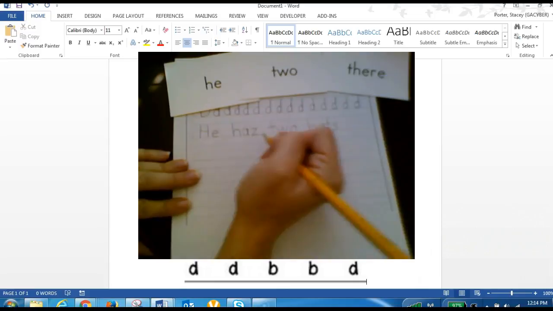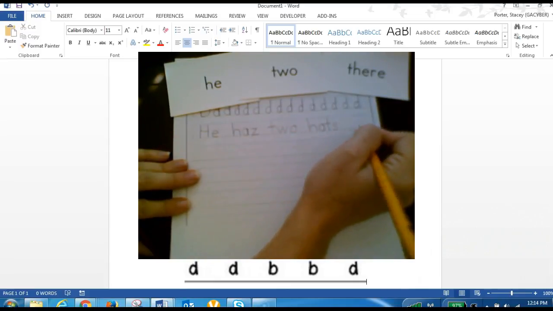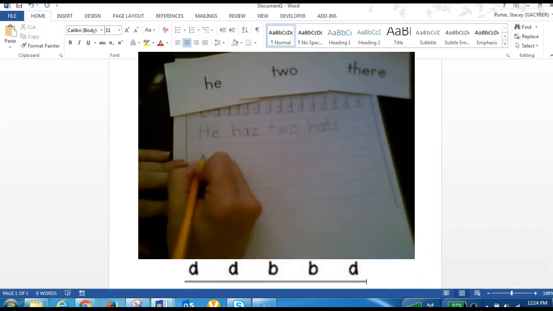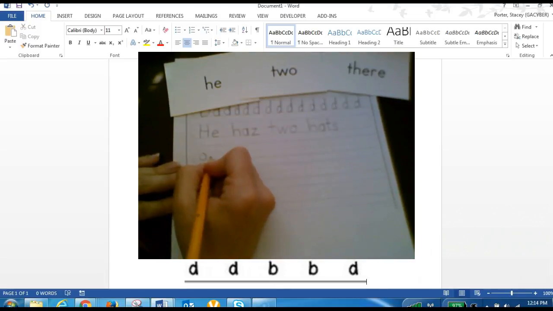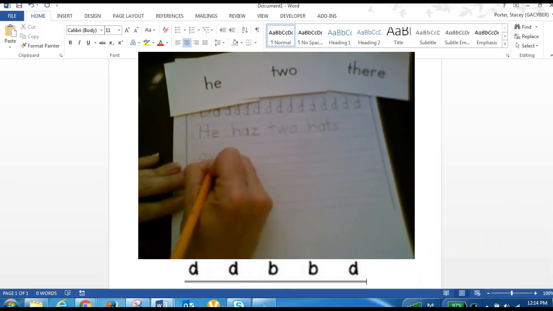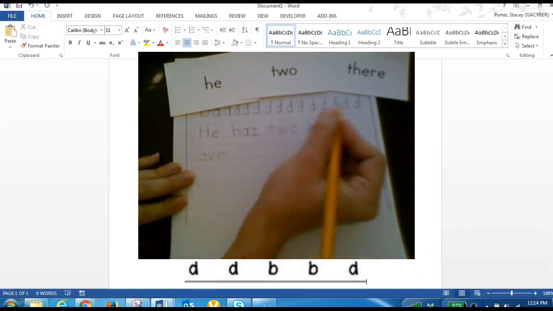He has two hats over, and I can't fit that here, so I'm going to come down and I don't capitalize it because it's the same sentence. Over. So O, it tells me its name. That's the O, the long O sound. O-v, V. Now I can't hear the vowel here, so I'm just going to put the sound. Over there.